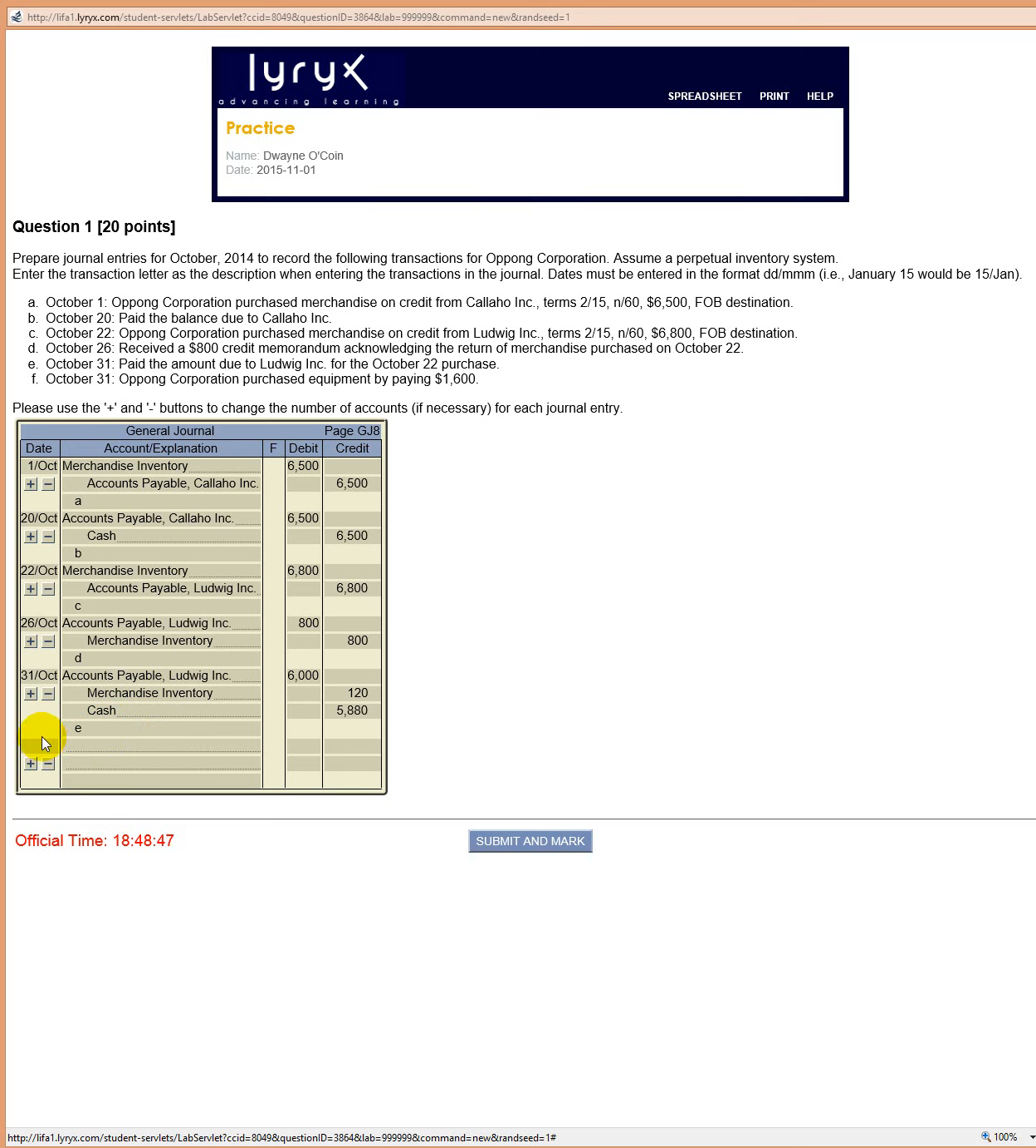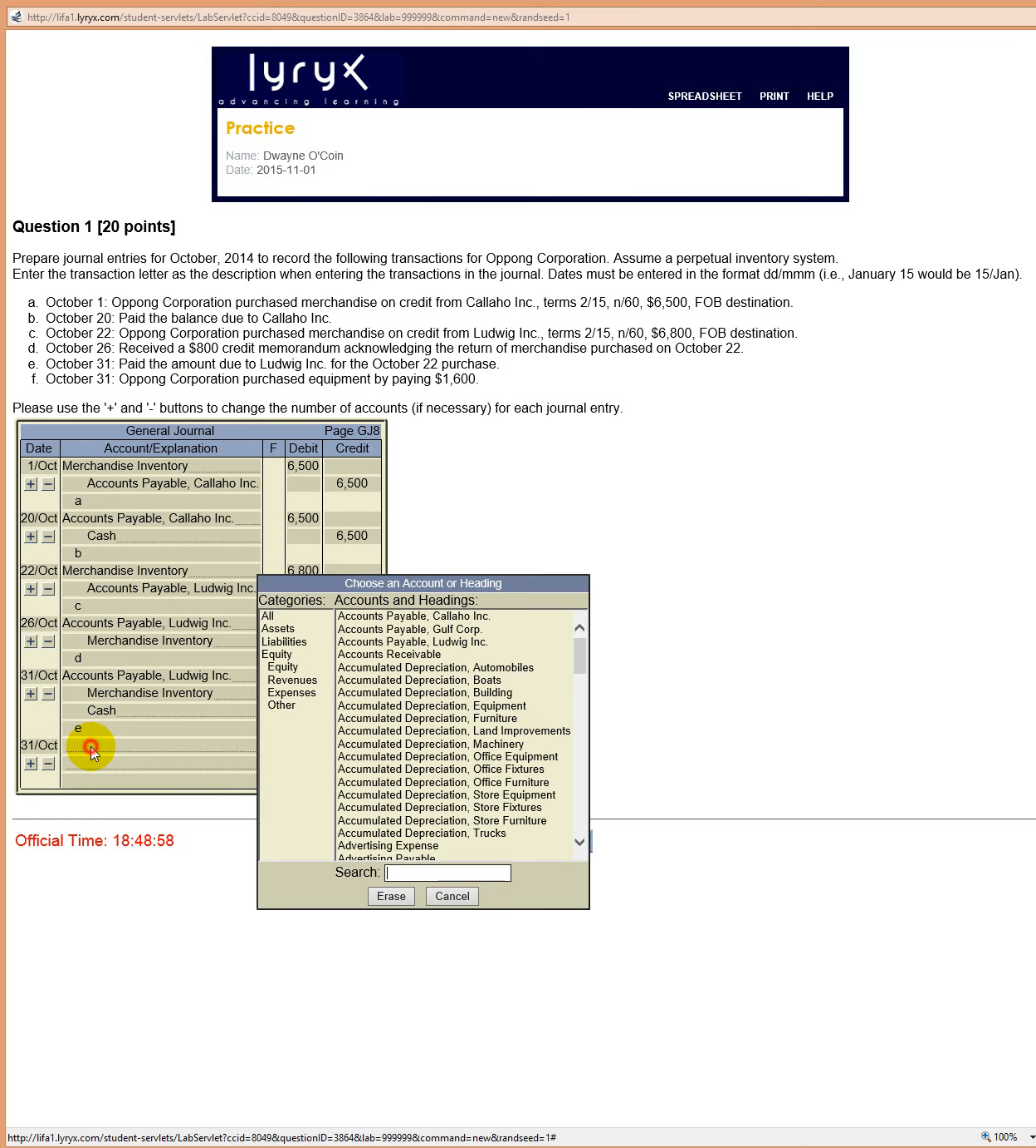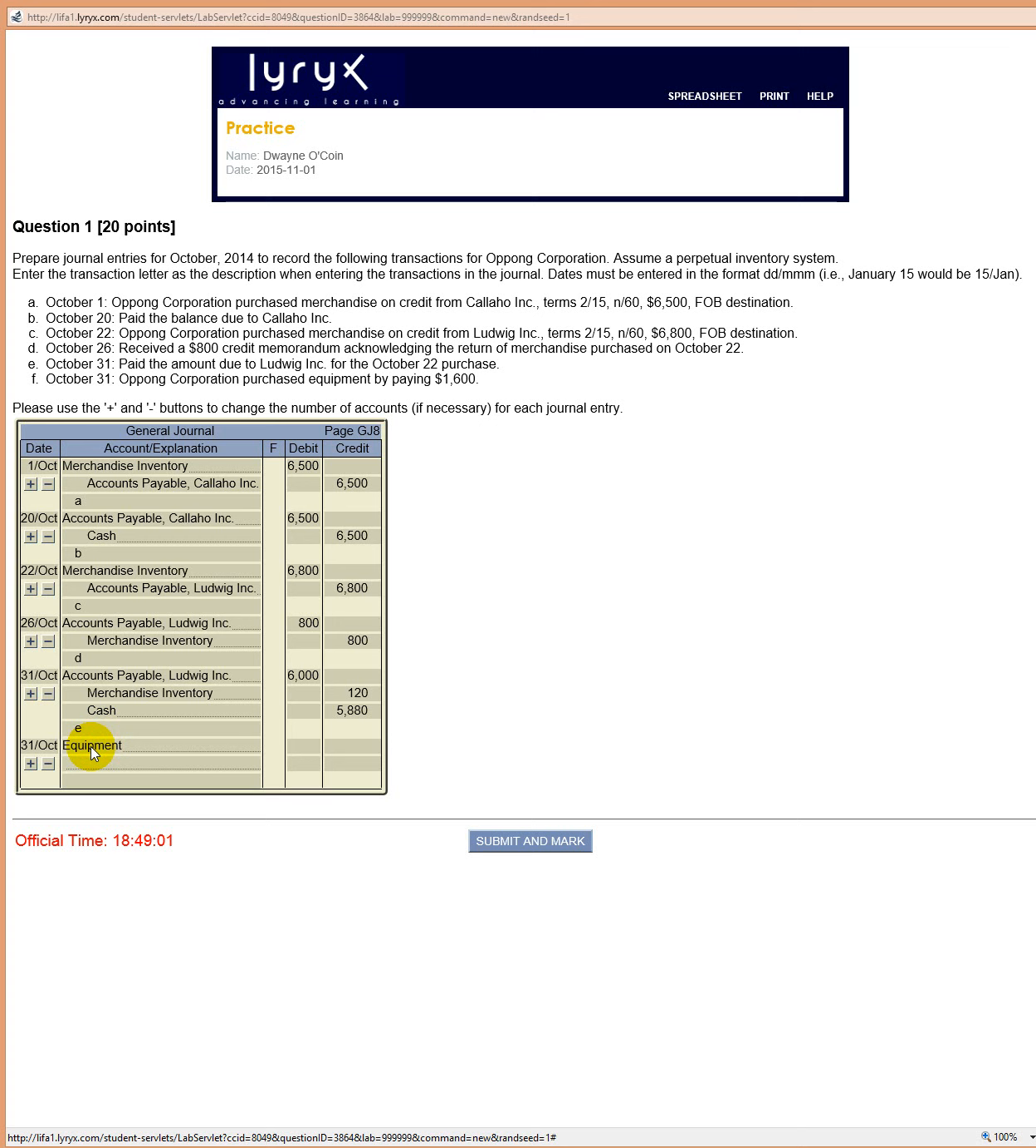Finally, the 31st of October, one more transaction, Upon purchased equipment by paying $1,600. Okay, so equipment goes up and cash goes down by $1,600. So there we have one asset, equipment, going up with a debit, cash, another asset, going down with a credit, and we'll identify the last. Well, no, that should actually be F, shouldn't it?